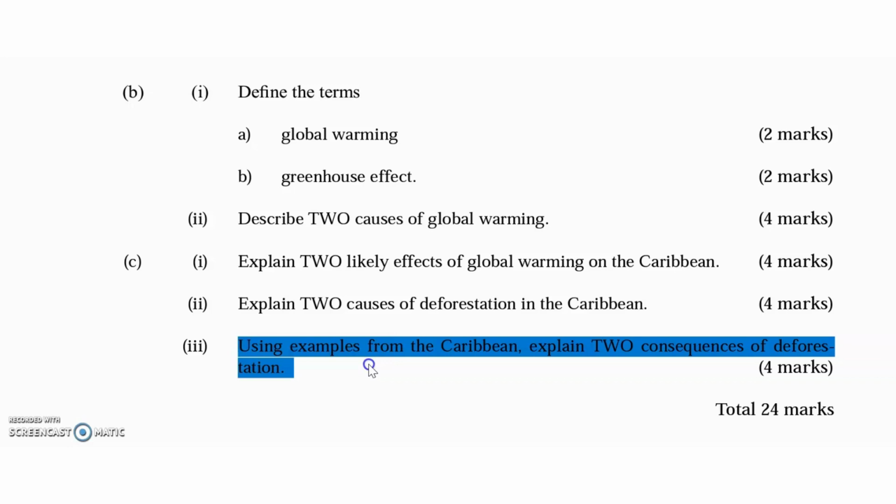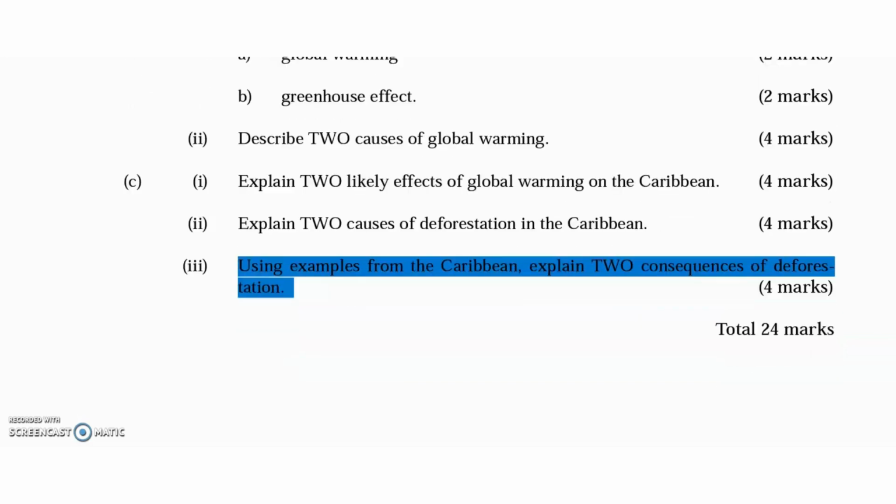Now, it's advisable to utilize your basic examples right here in your Caribbean country, whichever one you decide, because you should be aware of what is actually taking place right in your home country. All right, so students, these are two consequences of deforestation.